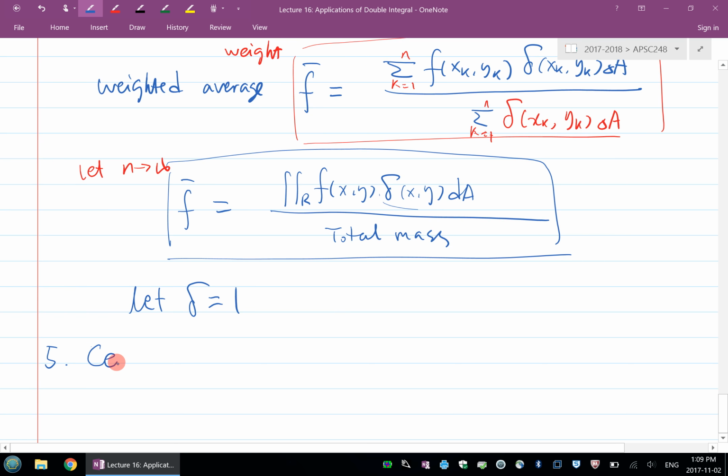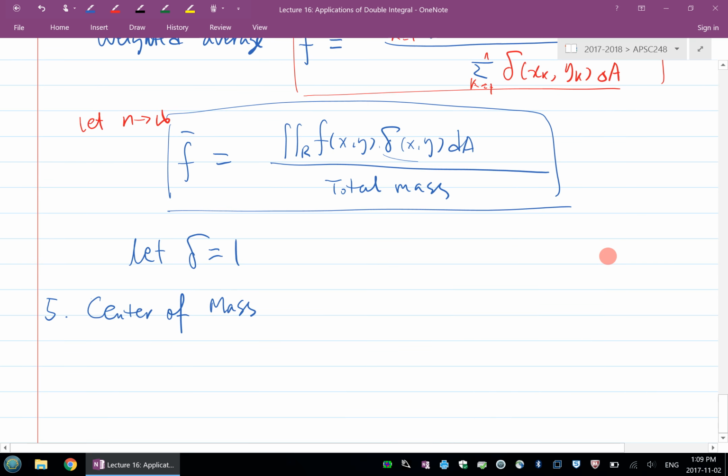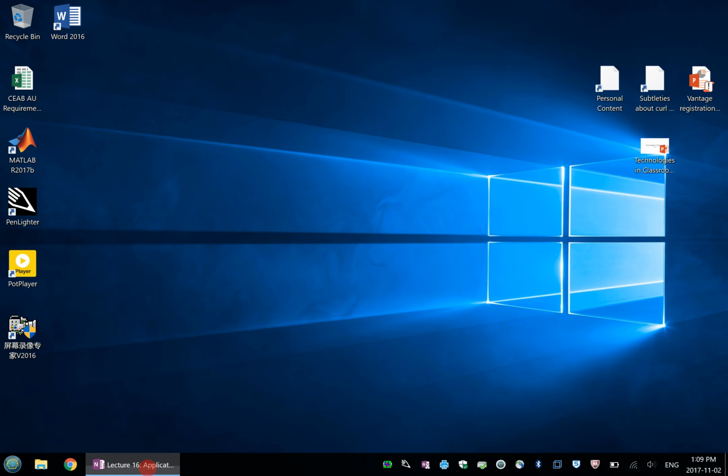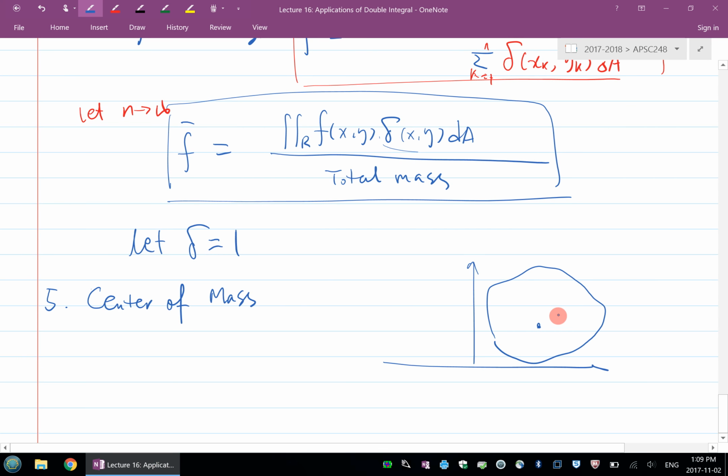Number 5 is the center of mass. So center of mass is here. Center of mass is basically a concept of finding a point, the so-called centroid. And in this case, it's the center of mass for a thin plate.